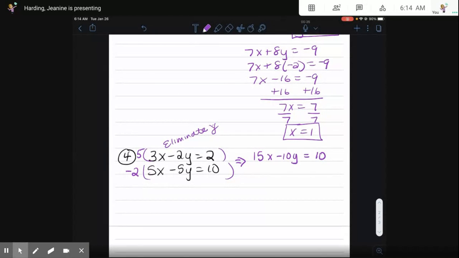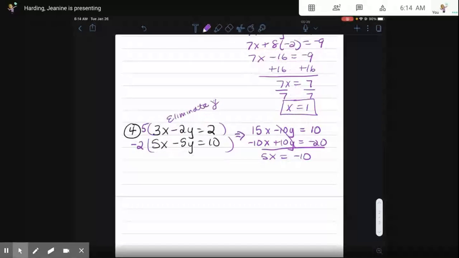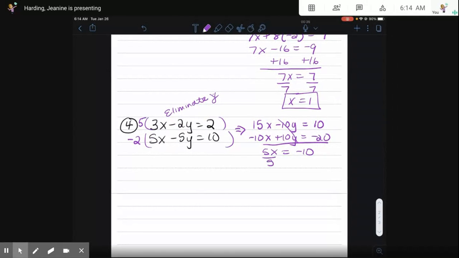And negative 10x plus 10y equals negative 20. Your y's cancel, and you get 5x equals negative 10. Divide both sides by 5, and you get x equals negative 2.